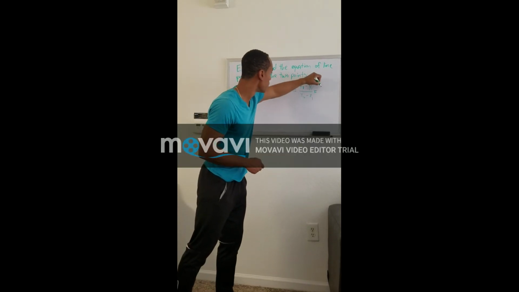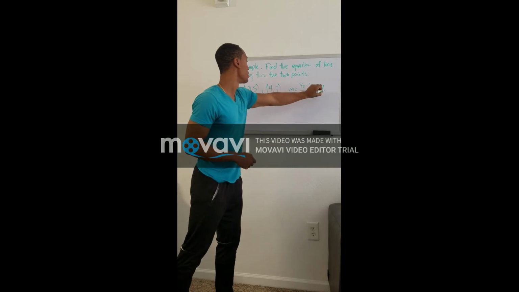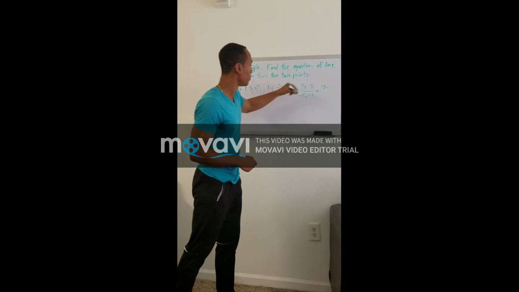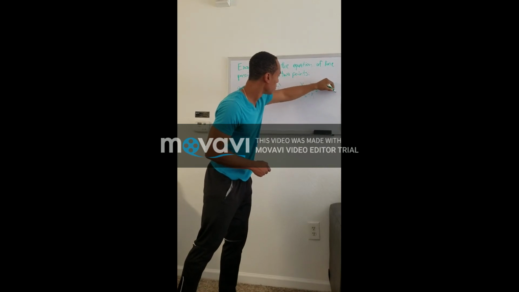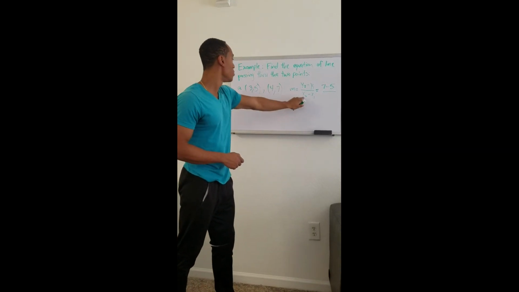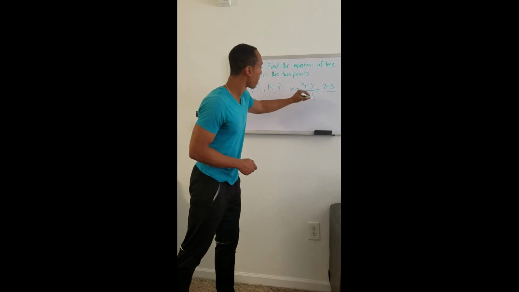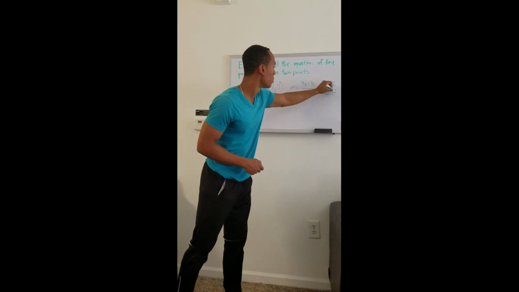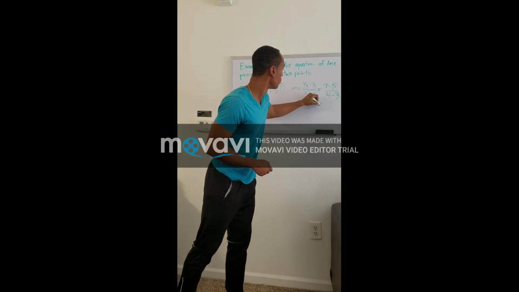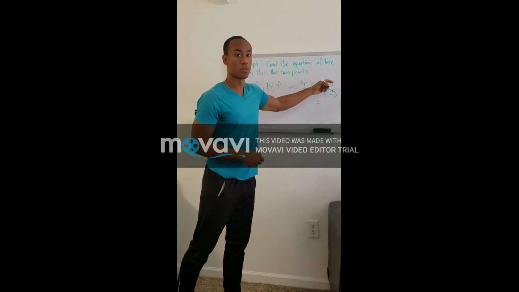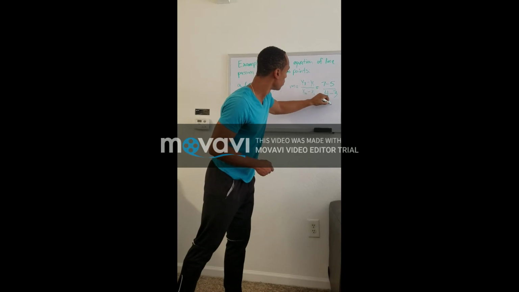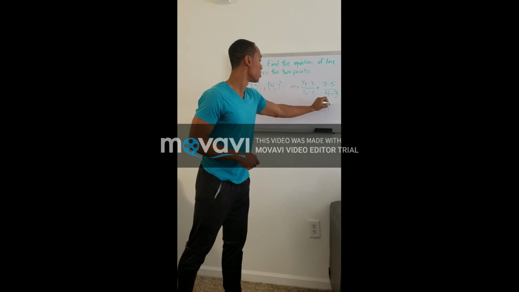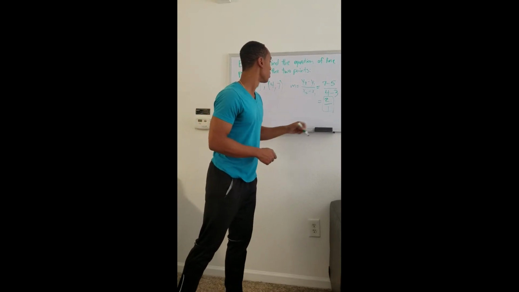So let's see, y2 in this case would be 7. So we got 7 minus y1, which is 5. And we got x2 is 4 minus 3. So 7 minus 5 is 2, and 4 minus 3 is 1. So our slope is 2. So m equals 2.